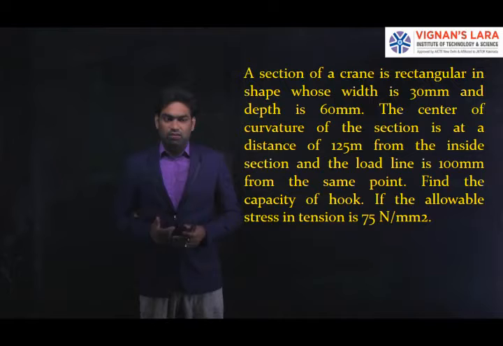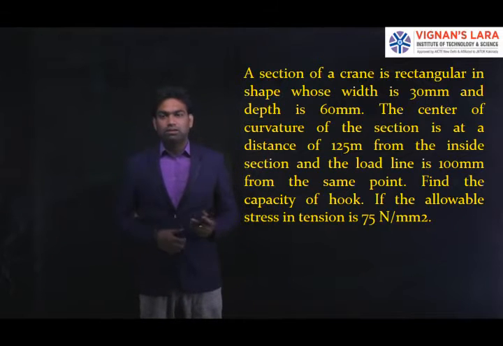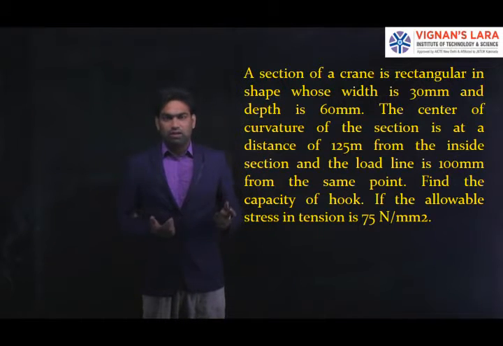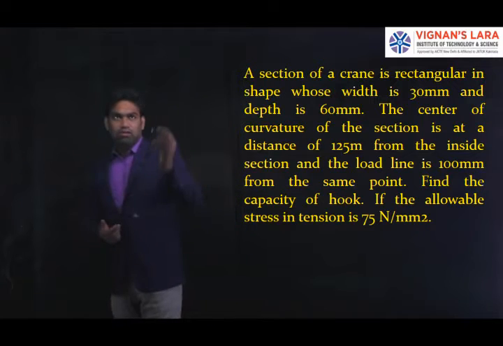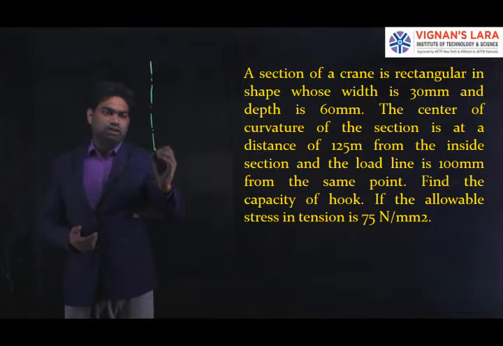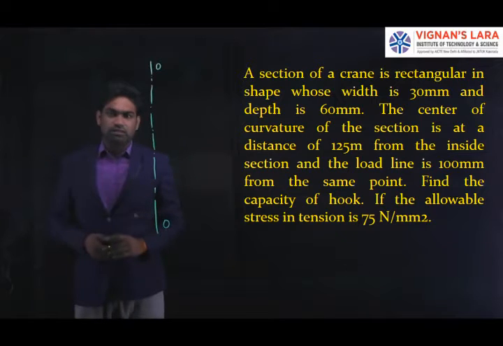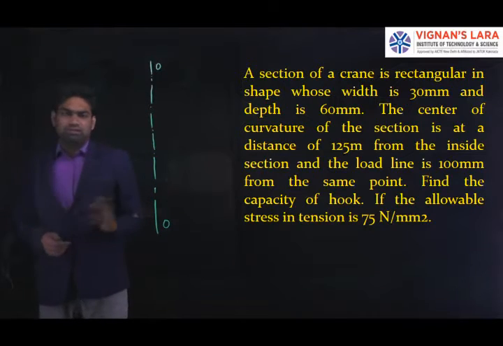The section of the crane hook is rectangular in shape, whose width is 30 mm and depth is 60 mm. As I stated, for each and every problem, whatever the cross section and whatever the application, we can start by drawing the separate cross section of the given dimensions. So I can draw the rectangular cross section with respect to the center of curvature line. The center of curvature I can denote with O.